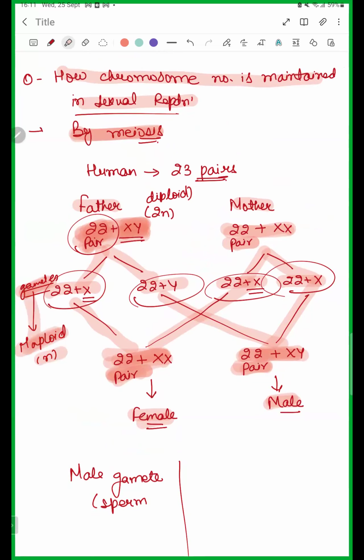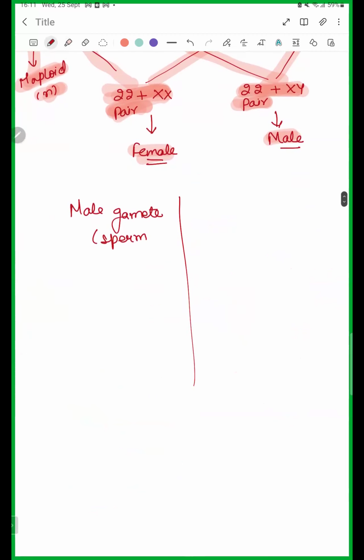We call this condition haploid. We'll be writing it as N. And parents will be termed as diploid. Diploid will be referred to as 2N. Hope this is clear. Let's study something more about the male gamete and the female gamete. The male gamete is also called sperm. So what are the characteristics of the male gamete and what are the characteristics of the female gamete? The female gamete is known as ovum.